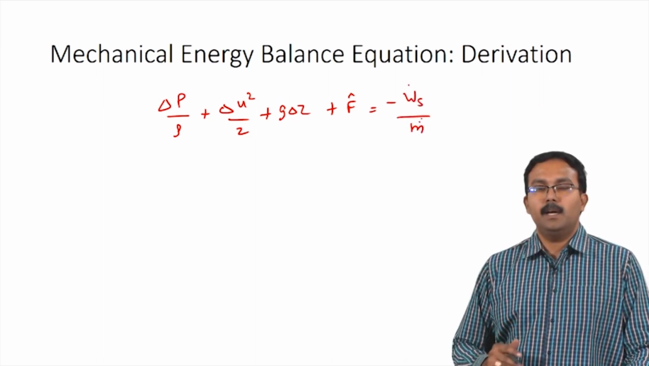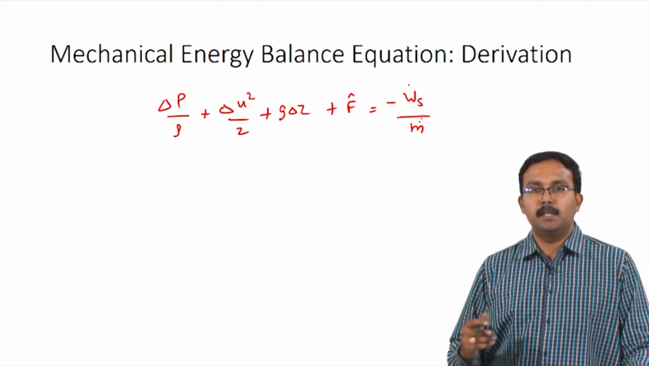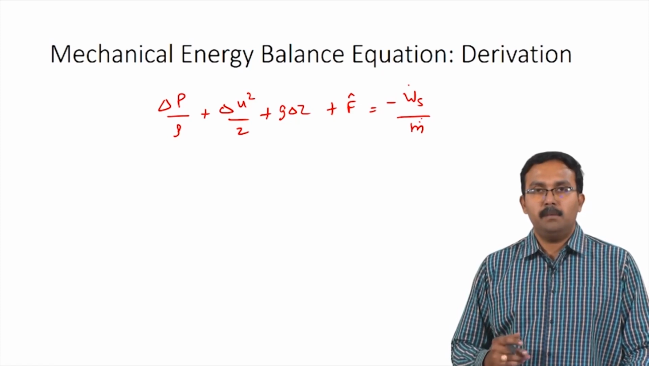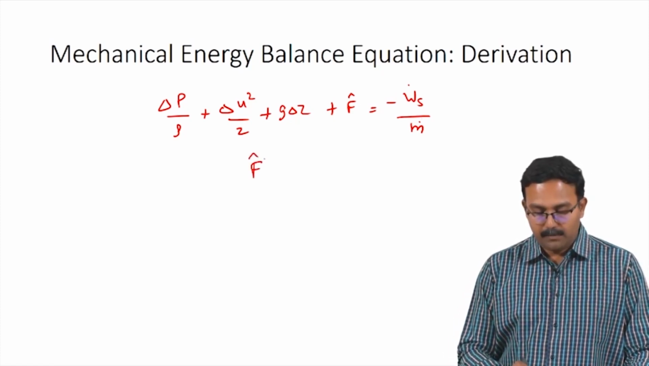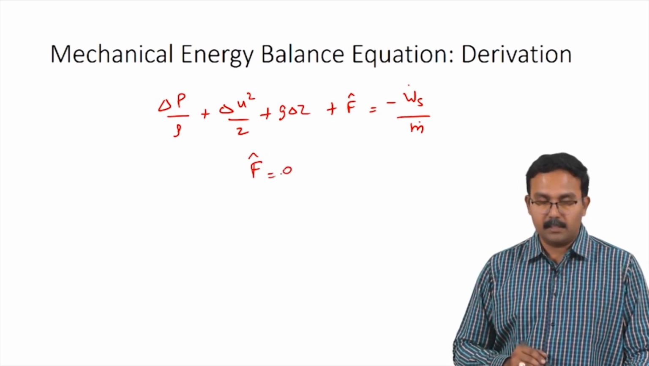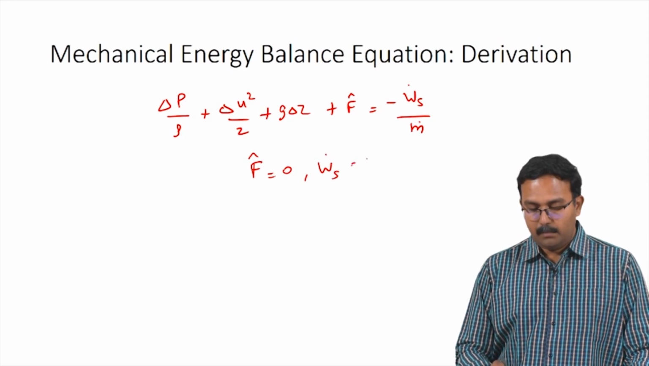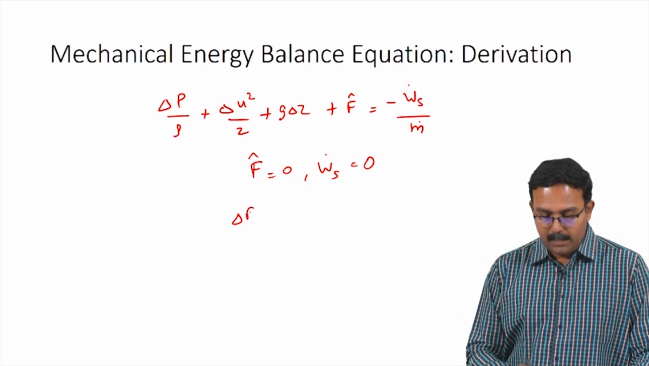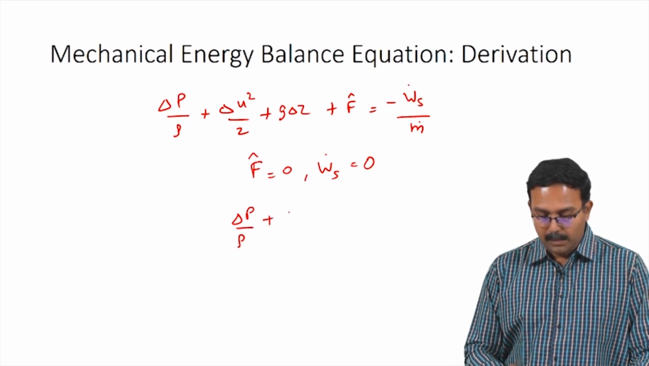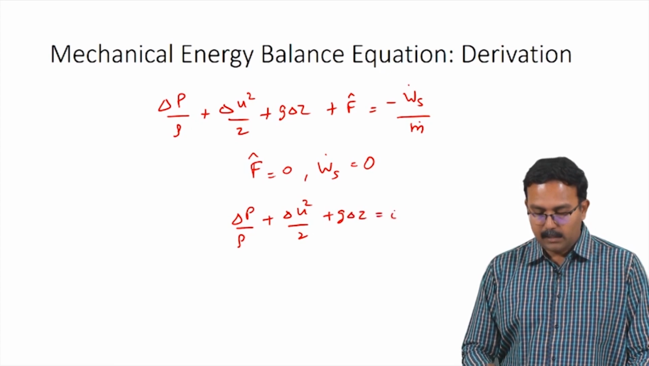In situations where friction factor is equal to 0, such as smooth pipes and things like that, this F prime or F cap can actually be equated to 0. So, friction factor can be 0 in certain conditions. If shaft work is also 0, then Ws dot will also be equal to 0, giving the equation delta P divided by rho plus delta U square by 2 plus G delta Z equals 0.